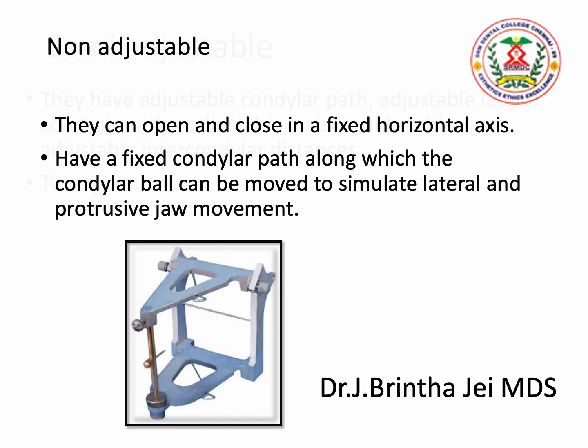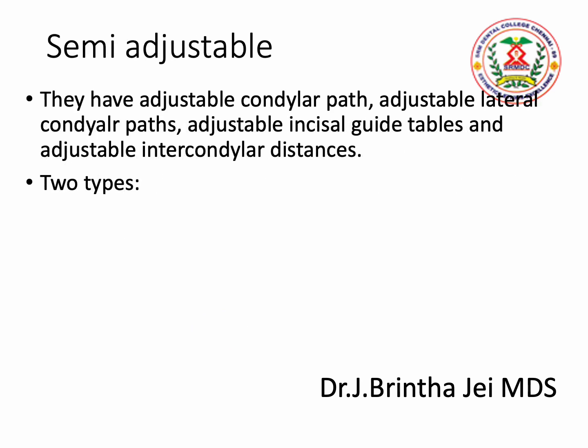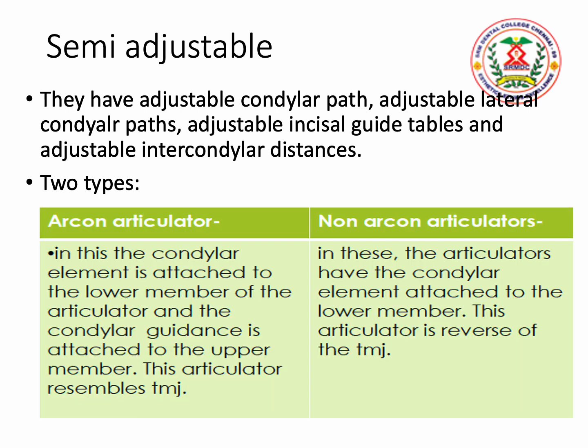Next is semi-adjustable articulator. So they have adjustable condylar path, adjustable lateral condylar path, and also adjustable incisal guide tables and intercondylar distance. So here it is of two types, archon articulator and non-archon articulator. In archon articulator, that is something resembling the human being. That is, the condylar element will be seen in the lower compartment and condylar guidance is seen in the upper member. Whereas the non-archon articulator is just the reverse of the archon articulator.